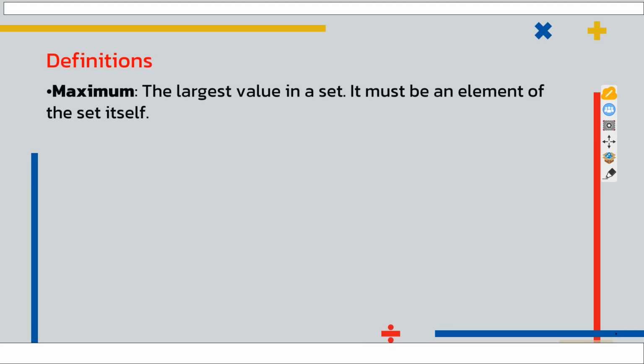We shall first talk about what we call the maximum of a set. The maximum of a set is the largest value in the set, and that value must be an element of the set itself. This is very important. The word is must, meaning that the maximum element must be one of the elements in the set. However, it should be the largest element in that set.